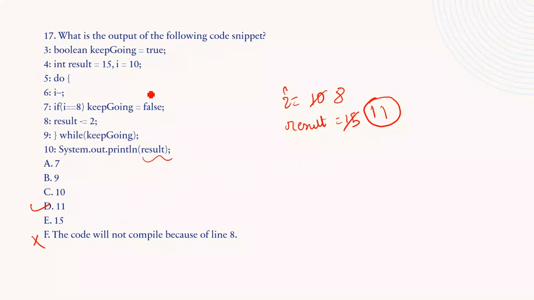I think I made a mistake when I said that i was 9 and keepGoing was false. At that time keepGoing was true only. When i becomes 8, keepGoing becomes false, because this condition evaluates to true. So keepGoing becomes false.